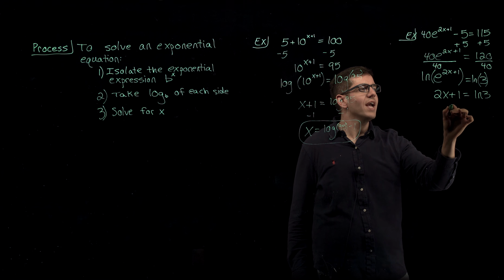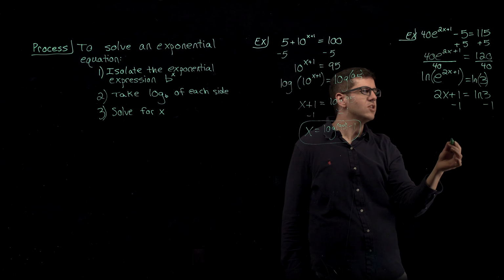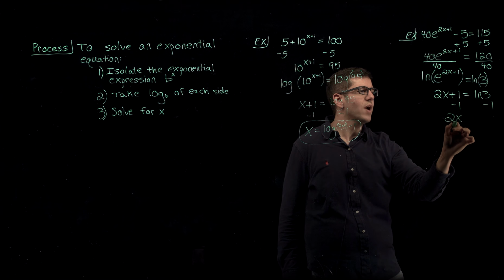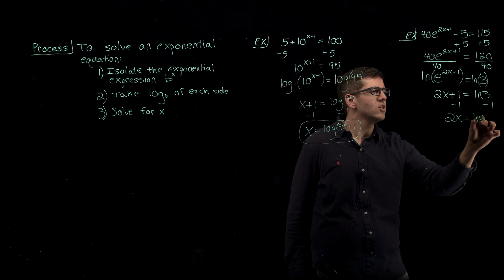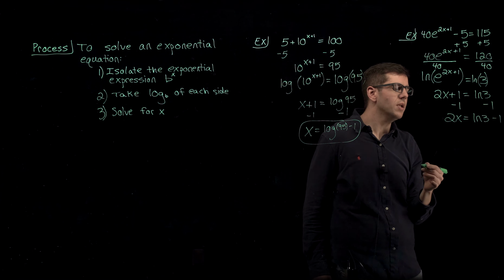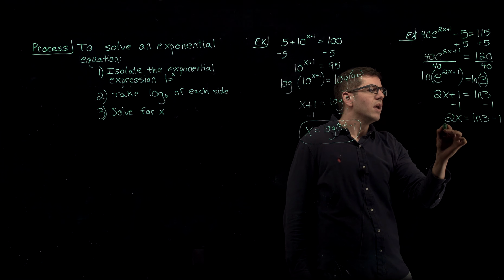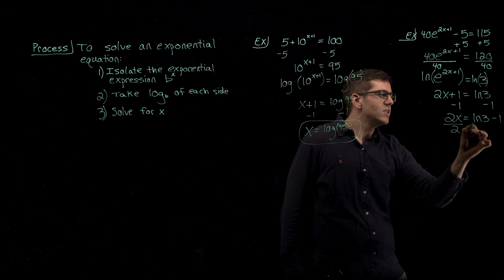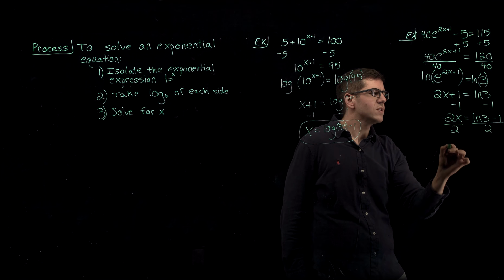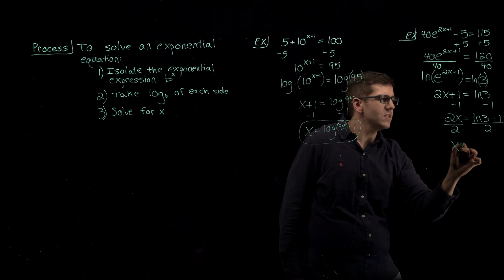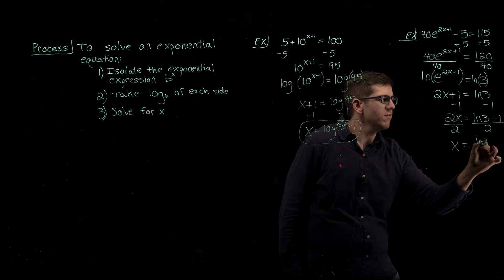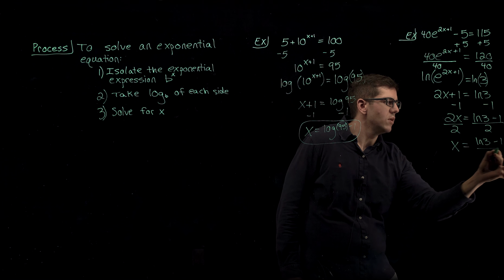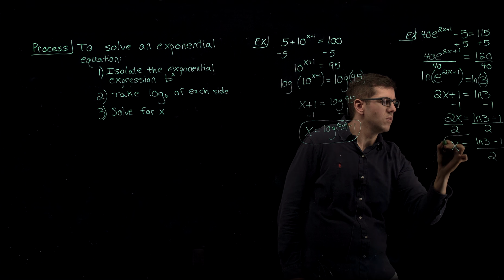Now we solve for x by subtracting 1 from each side, giving us 2x equals natural log of 3 minus 1. And if we divide each side by 2, we can get our x alone, leaving us x equals the natural log of 3 minus 1 over 2.